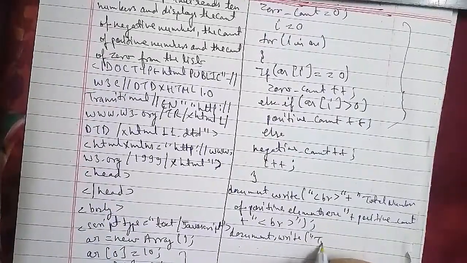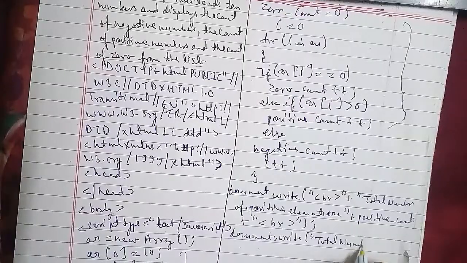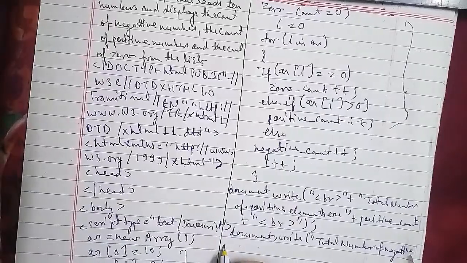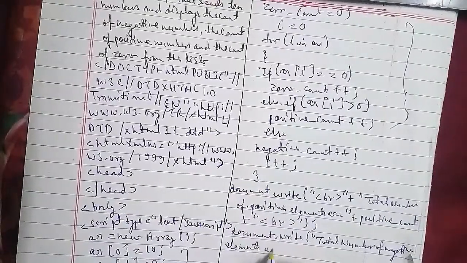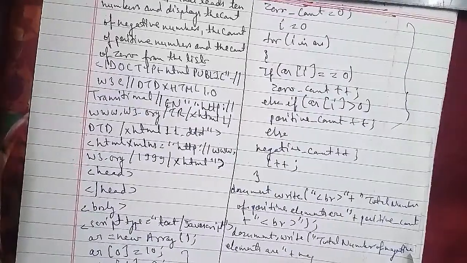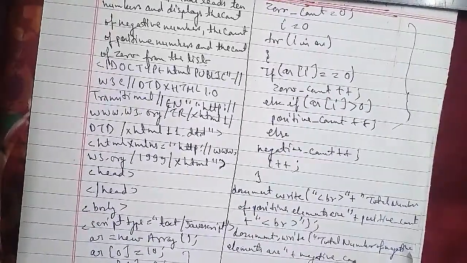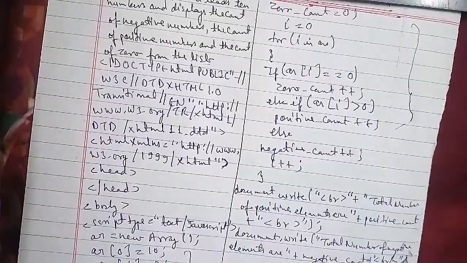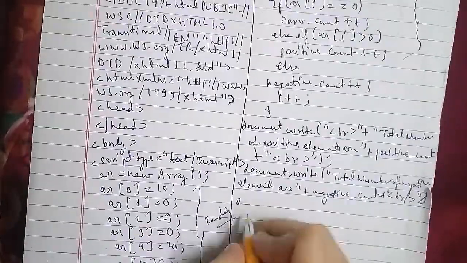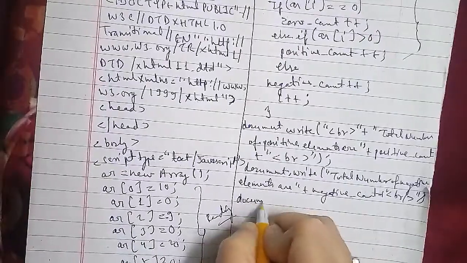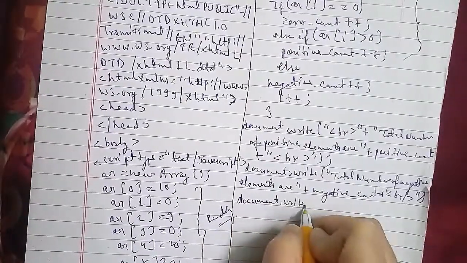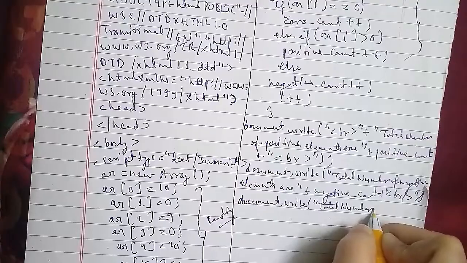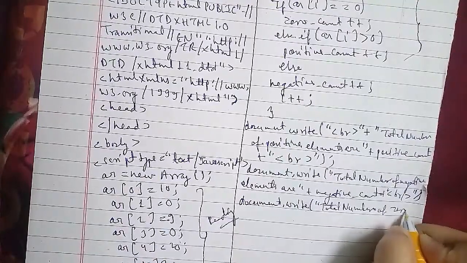Then for the document.write, total number of 0 elements are plus 0 count plus closing tag, then skip tag close, body tag close, HTML tag close. So this is all the tags we will be closing.